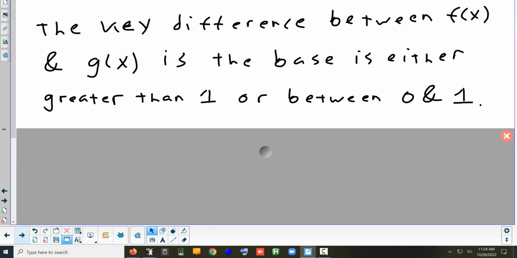So the key difference whether you get a growth or decay is the base. If the base is a number greater than 1, that's growth. If the base is between 0 and 1, it's decay. What if the base is exactly 1? It's a horizontal line. That's neither. Okay, so it's either greater than 1 or between 0 and 1.